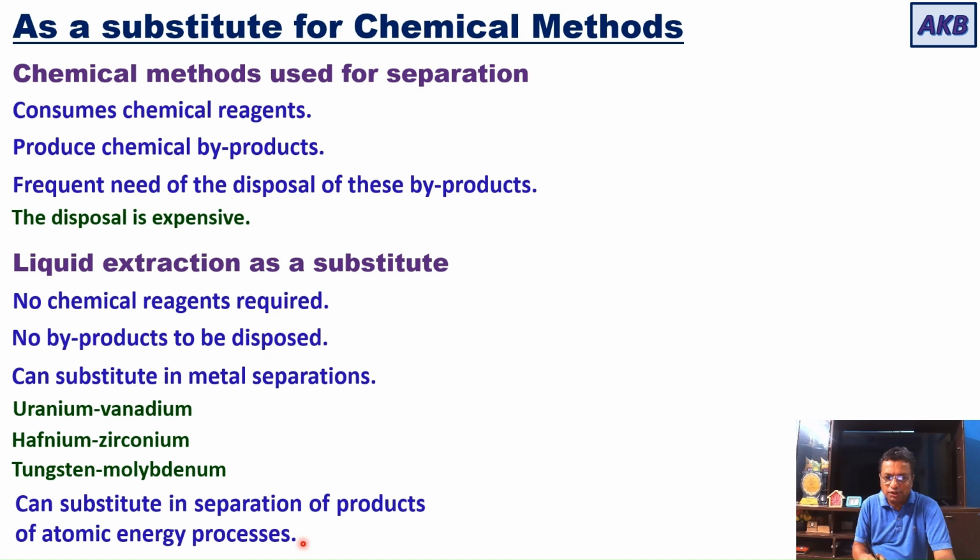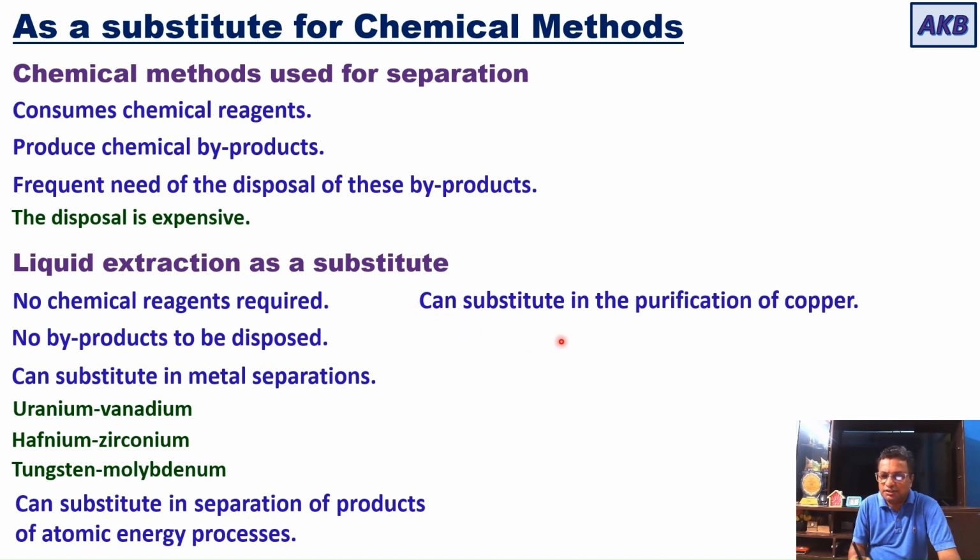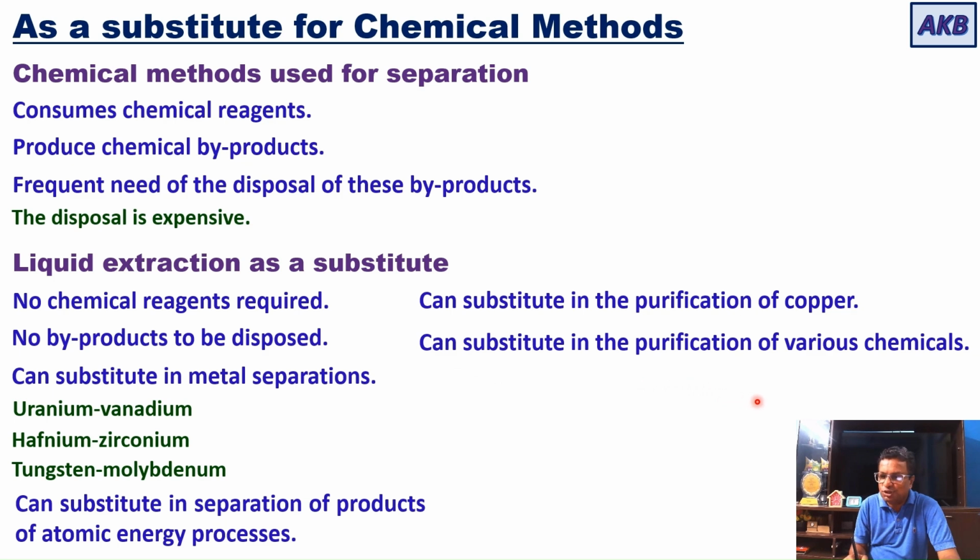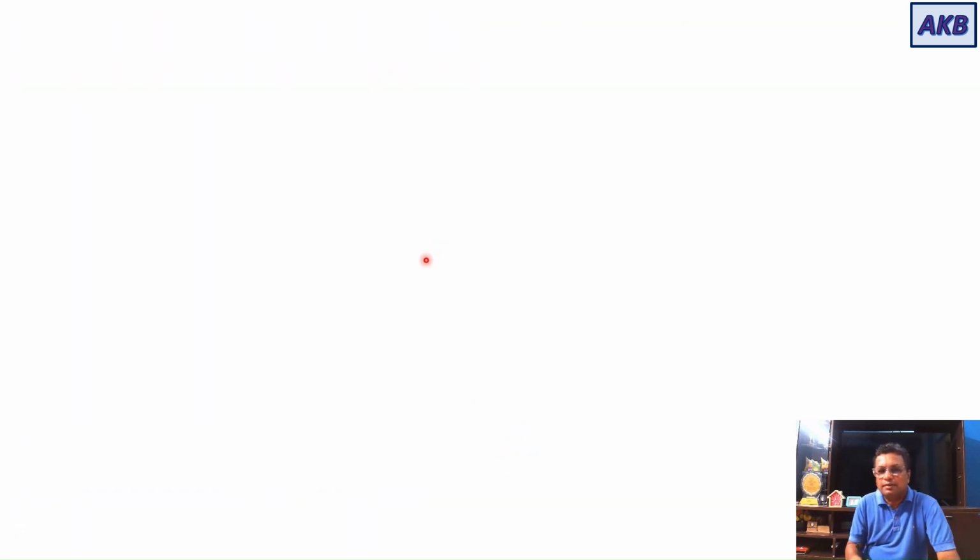So the products produced during various atomic energy processes can be more economically separated by using liquid extraction. Then liquid extraction can substitute in purification of metals like copper. Then liquid extraction can substitute in purification of various chemicals like phosphoric acid, then boric acid. So these were the advantages, or where you can substitute chemical methods with liquid extraction.